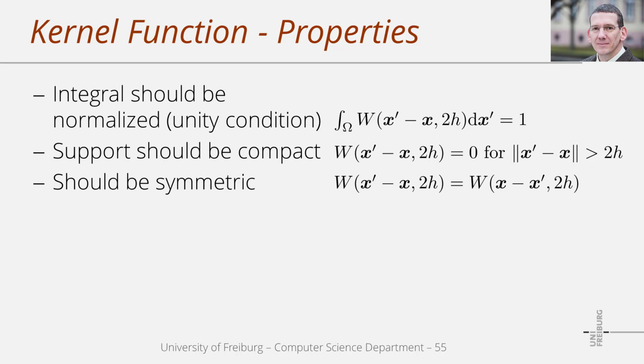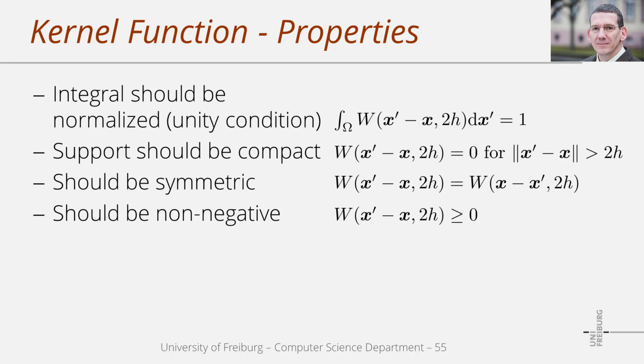Then the kernel should be symmetric. This actually accounts for the fact that the contribution of a sample at position x' just depends on its distance to the position x. Next, the kernel function should be non-negative. One of the motivations for this constraint is the fact that we would like to avoid negative results in SPH sums, which would be non-physical.